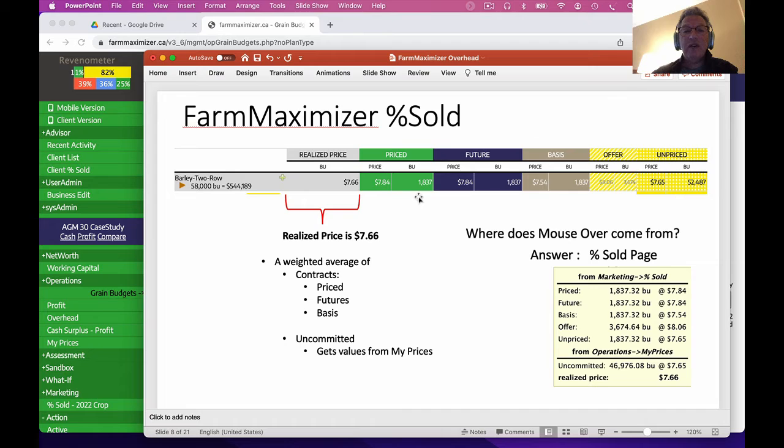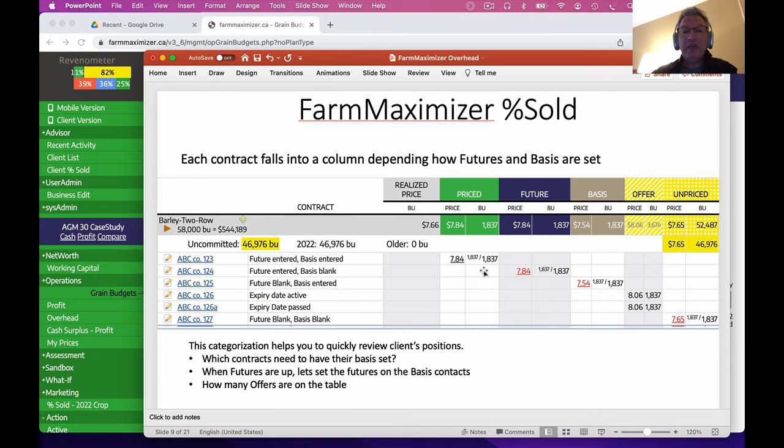It gives us the categories. Each one of these categories represents contracts that fall within it. A fully priced contract will be in the priced column. A future locked in contract with basis open will be under future, and so forth. Each one of those contracts is going to get summarized in the top row. And of course, realized price is the weighted average of all those summaries.